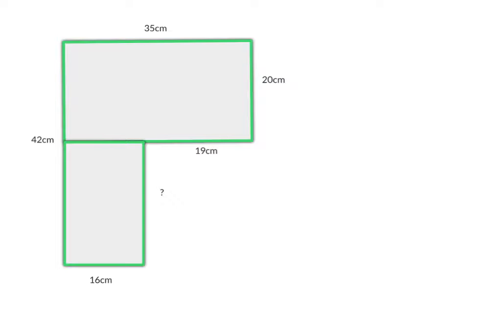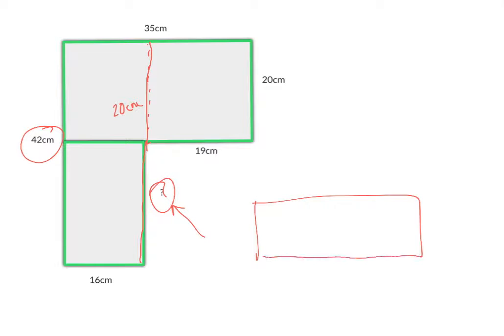So let's have a look then. Missing side, here it is. I know that this side here is 20 centimetres. The whole of this side is 42. So whatever goes here, my 42 would be on my top, 20 there. So whatever goes here, this missing side, I would need to add to 20 to make 42.